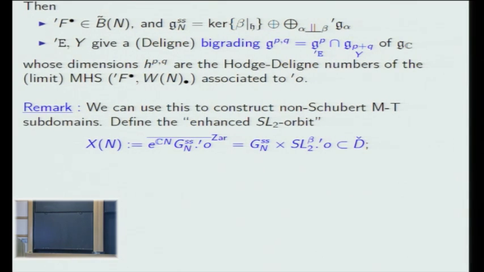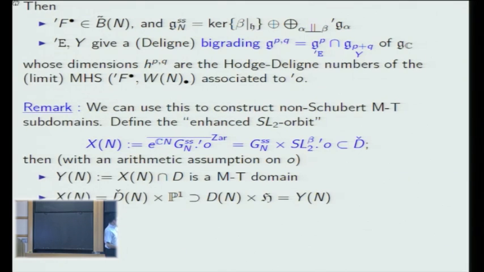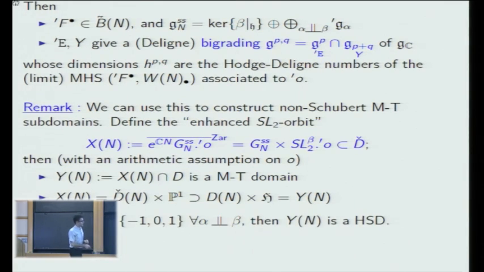So I have G semisimple sub n cross this SL2 operating on the boundary point. And that gives a subvariety of D check. And with an arithmetic assumption on O, this is actually a Mumford-Tate domain, Y of n, the intersection with D. This arithmetic assumption only applies to this statement. X of n takes the form D check of n. This is the compact dual of the thing that B of n fibers over, cross P1. And inside that, Y of n looks like that: D of n cross the upper half plane.